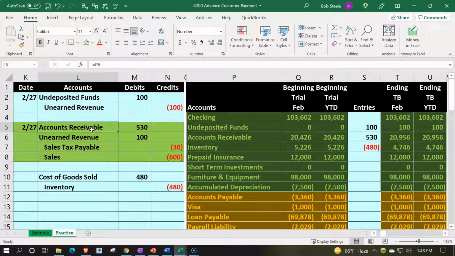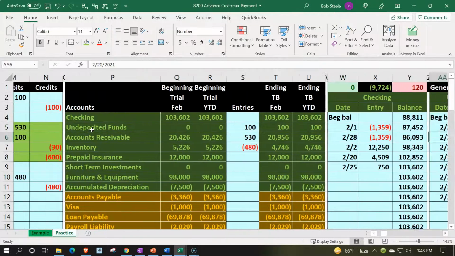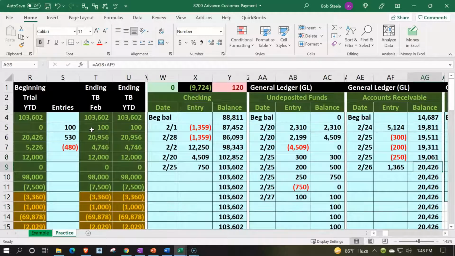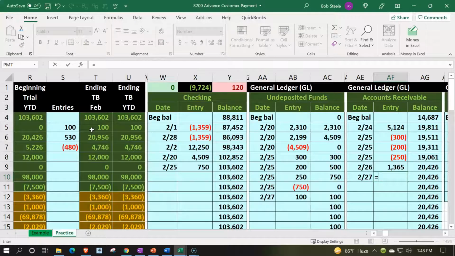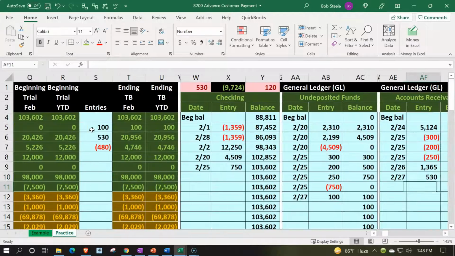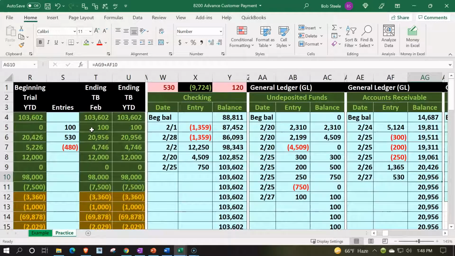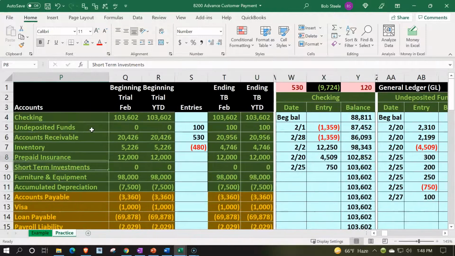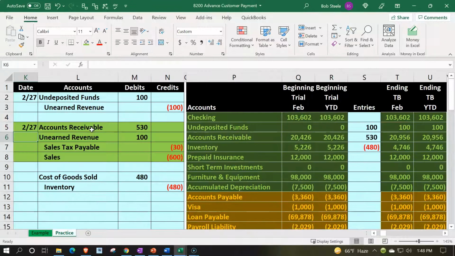So there's the accounts receivable, third account. On the accounts receivable, third account, this happens on 2/27, and then in the AF10 equals left to the wall, picking up the 520, bringing the balance up to the 20,956. That 20,956 matching what's on the trial balance, both the year to date and the month of February.